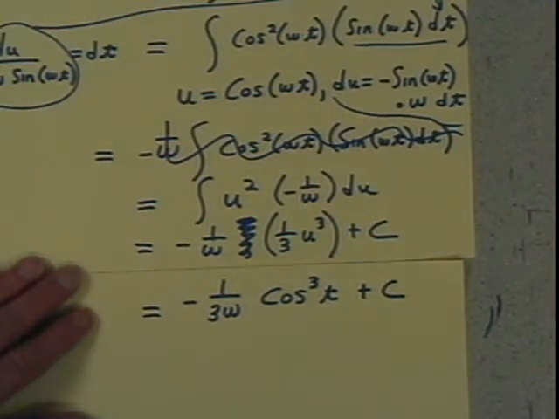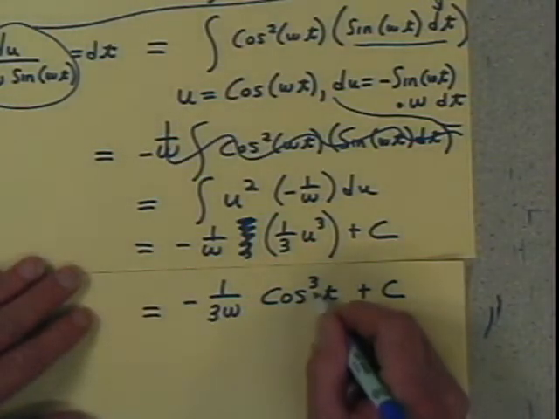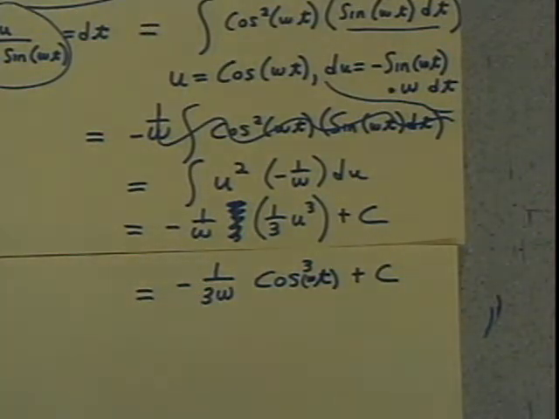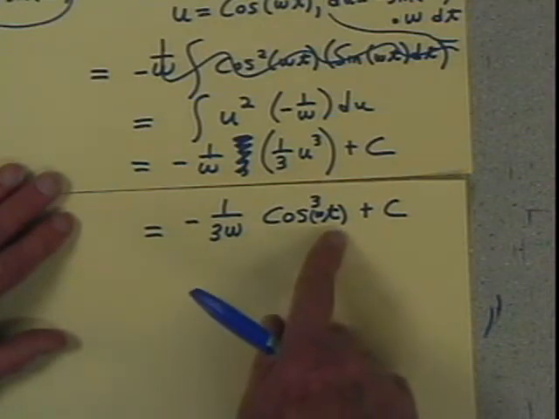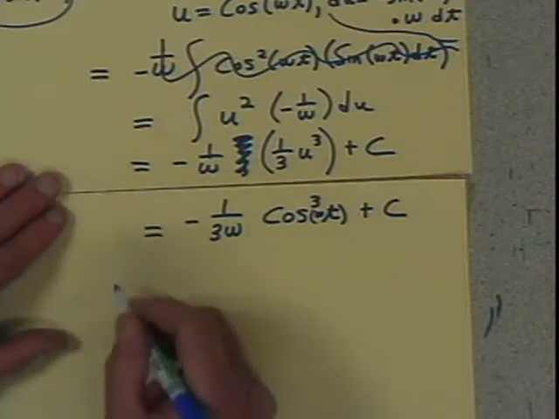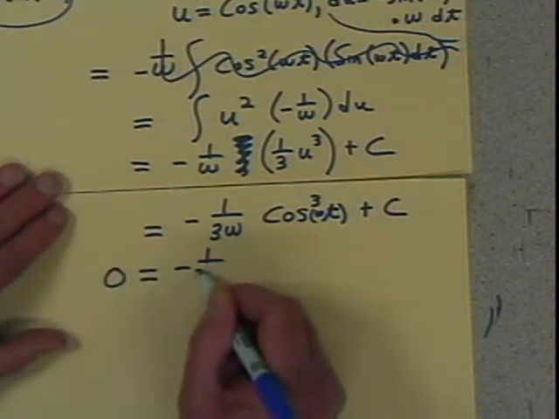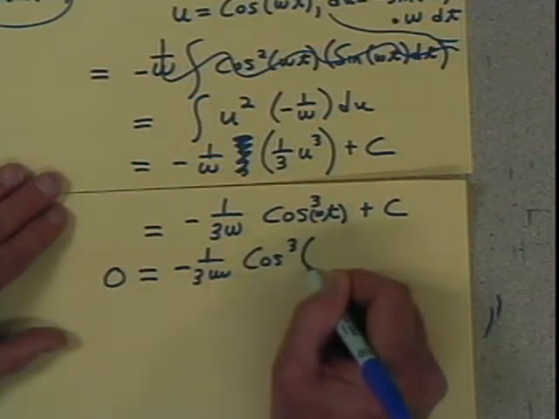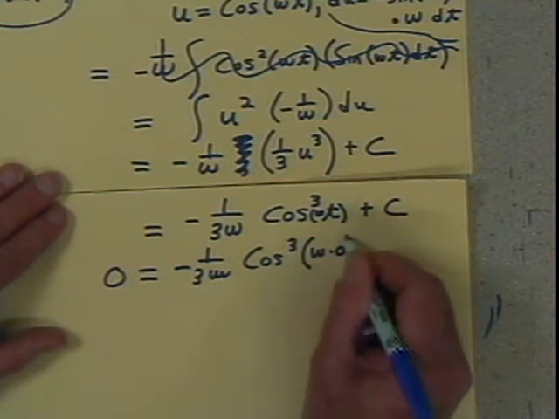But that wasn't the final answer, was it? It would be omega inside of the cosine. Cosine cubed of omega t. Oh, I forgot my omega. Thank you. But that's not the way Bob wrote the answer. Well, there's the one condition that we haven't read yet, f of 0, and it says f of 0 equals 0. You can find the constant. So if I put 0 in place of t, the answer will be 0. It means that 0 equals minus 1 over 3 omega times the cosine cubed of omega times 0, plus c.